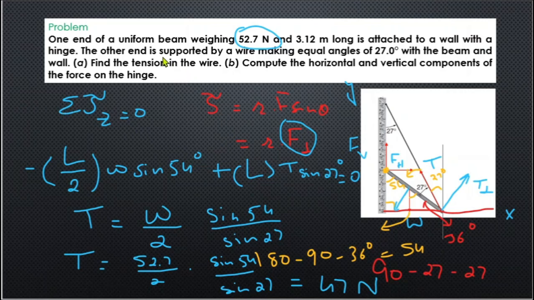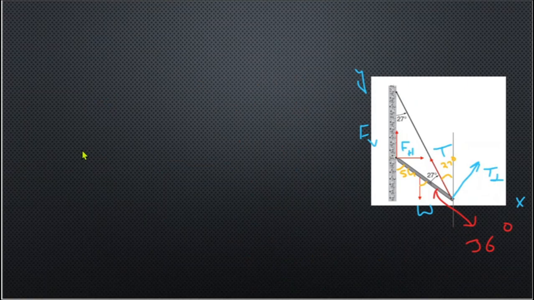This was the first part of the problem in which we have found out the value of the tension in the wire, and its value is equal to 47 newtons. Now in the second part we have to find out the values of the horizontal and vertical components of the force on the hinge at that point. So we have another condition of equilibrium which was sigma Fx equal to 0, which is the summation of all the forces in the x direction should be equal to 0.